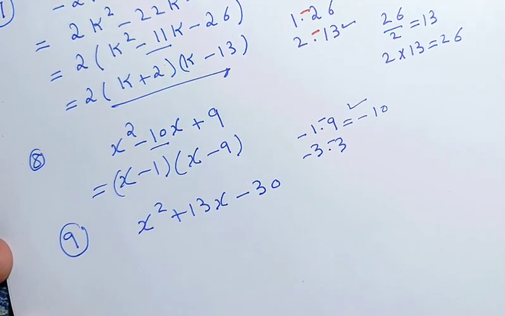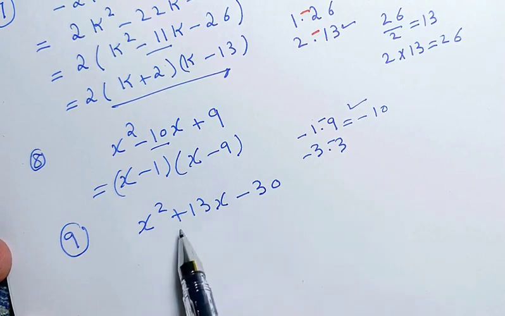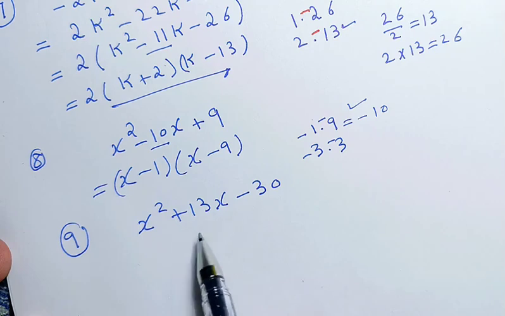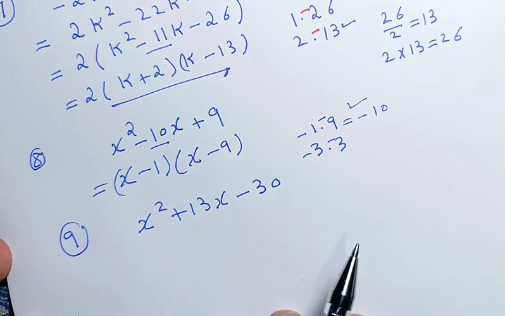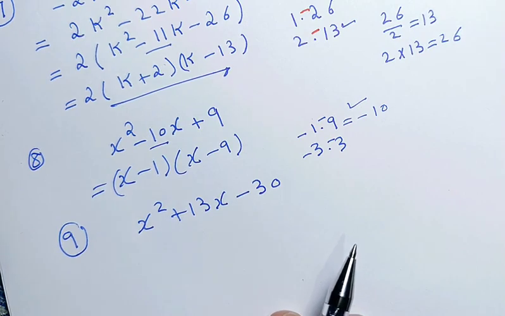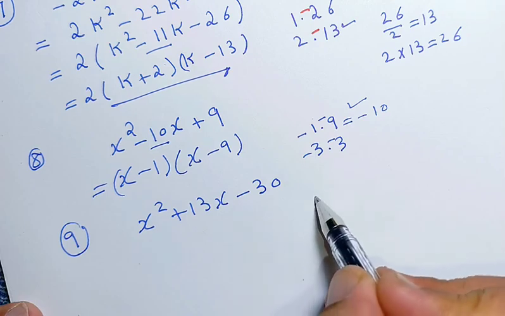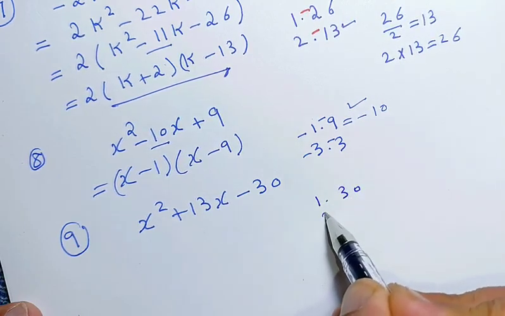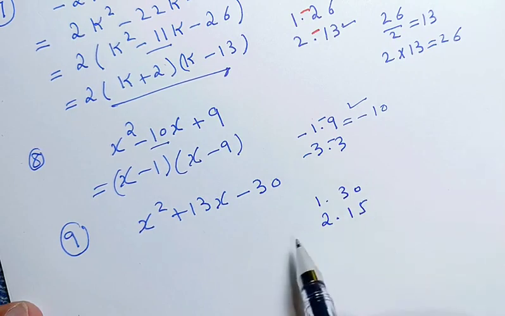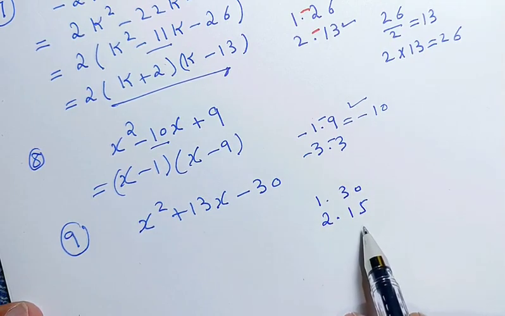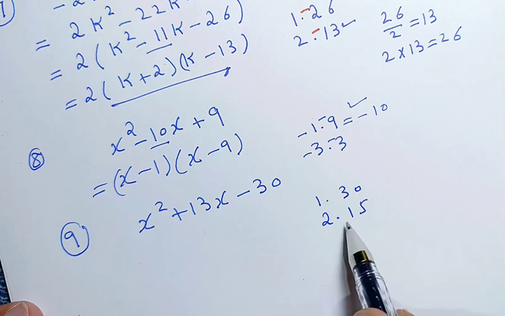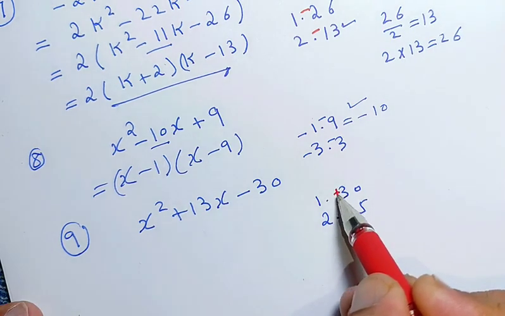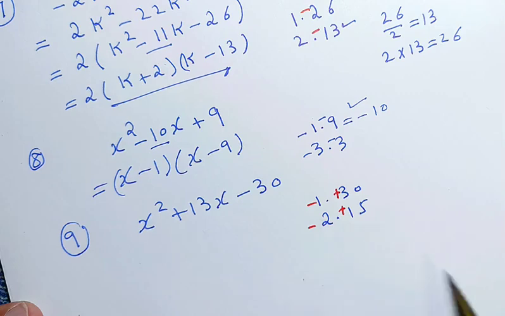My next question says x squared plus 13x minus 30. Now the middle term is positive, which means the larger number in the brackets will be positive. So we need to find the factors of 30. 1 times 30, and 2 times 15 is 30, and 15 times 2 is also 30. So it starts repeating, so we leave it here. So the larger number will be positive, and the small number will be negative.